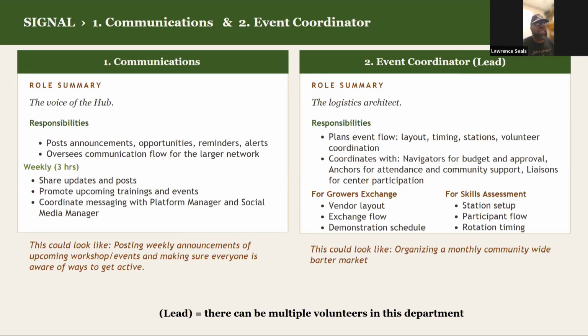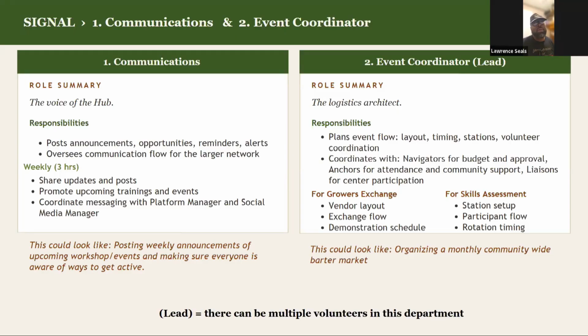You got the second position, which is the event coordinator. Again, you see that lead there. So that means it's going to be one person who is the main point of contact. And then you have multiple volunteers as they deem necessary. We want to have as many people as possible, right? So with this, they're the logistic architect for mainly our events, right? And these responsibilities include planning event flows, layout, timing, stations, volunteer coordination. They also coordinate with navigators for budgets and approval, anchors for attendance and community support, liaisons for center participation.